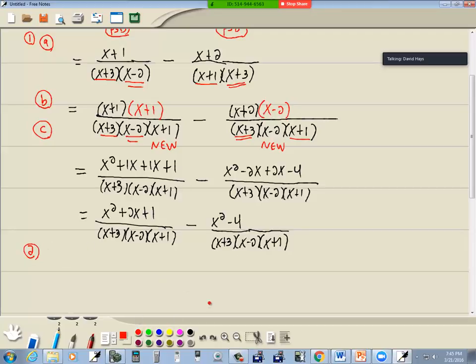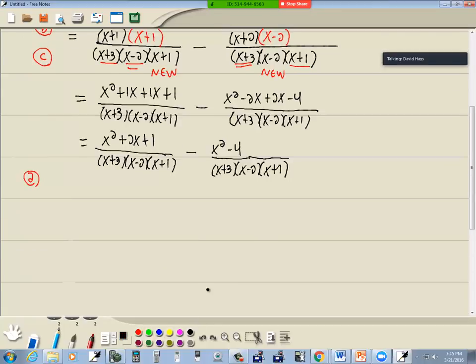So step 2. We're going to add or subtract the top parts and put into a single fraction. So we're going to have x squared plus 2x plus 1. Remember, if you have a minus in front of your fraction, this flips the sign of all the terms up on top. So the positive x squared becomes a negative x squared. The negative 4 becomes a positive 4, all over our denominator.